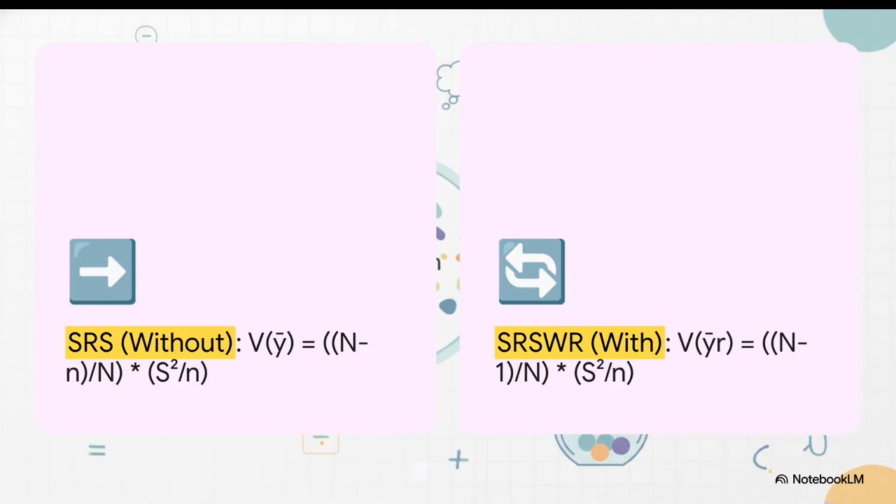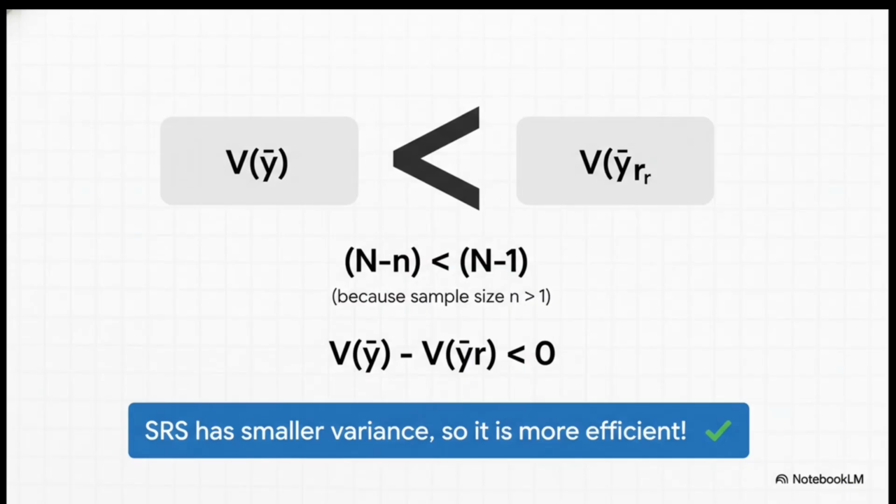At first glance, they look almost identical, don't they? That s squared over n part is exactly the same. The entire difference comes down to that one little piece in the numerator. For sampling without replacement on the left, it's N minus n. For sampling with replacement on the right, it's N minus 1. And you don't have to be a math whiz to see what's happening here. As long as your sample size n is bigger than 1, that N minus n term is always going to be smaller than the N minus 1 term. And because that term is smaller, the entire variance for sampling without replacement is always going to be smaller. The verdict is in, and it's crystal clear.